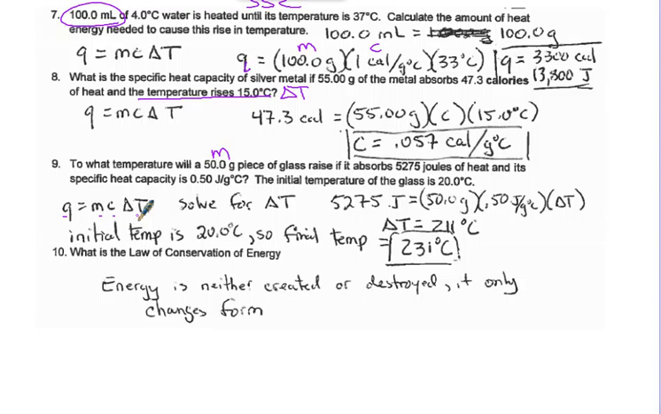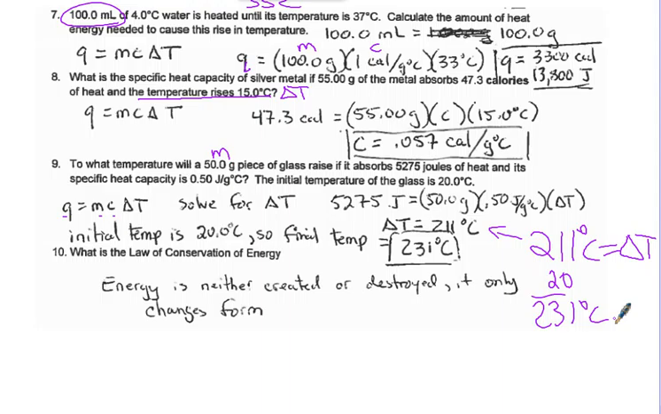Delta T is 211. So its temperature is going to increase by 211 degrees Celsius, the change in temperature. It's going up by that much. Well, it says it started at 20 degrees Celsius. So it starts at 20, goes up by 211. That's where we're getting this 231 degrees Celsius, because that's what it's going to end at.